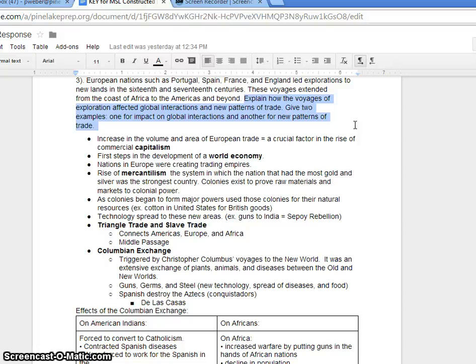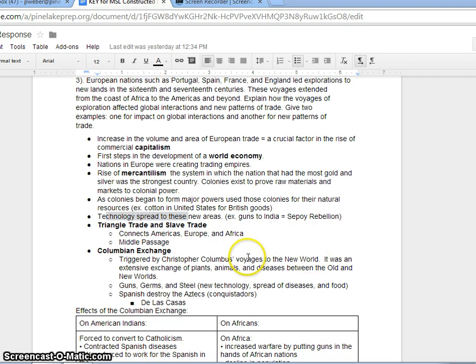I'm actually going to talk about the economic effects first, so how it affected trade. So we see the rise of capitalism, so people selling goods for profit. Next, we see a world economy where countries are connected through trade. Next, we see countries establishing trading empires. Next, mercantilism, which says that the more gold a country has, the more powerful they are. Next, we see countries using these natural resources and competing for them. Also, we see technology spreading.